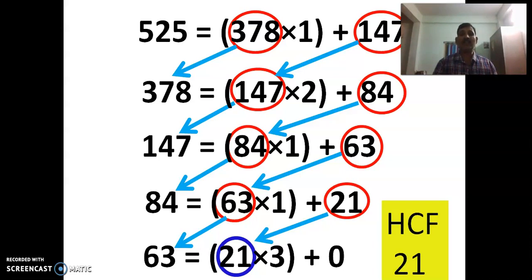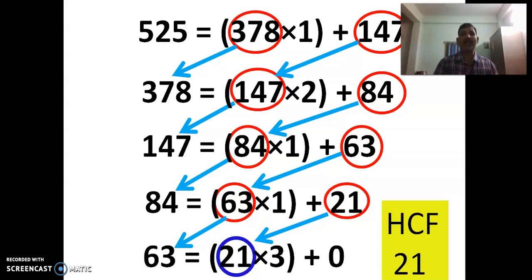Because for 3, 7, 1 also it is possible. With only whole tiles the conditions will be satisfied. But out of all such possible values, the largest is 21 centimeters. Now I am going to show you one more interesting way for this.